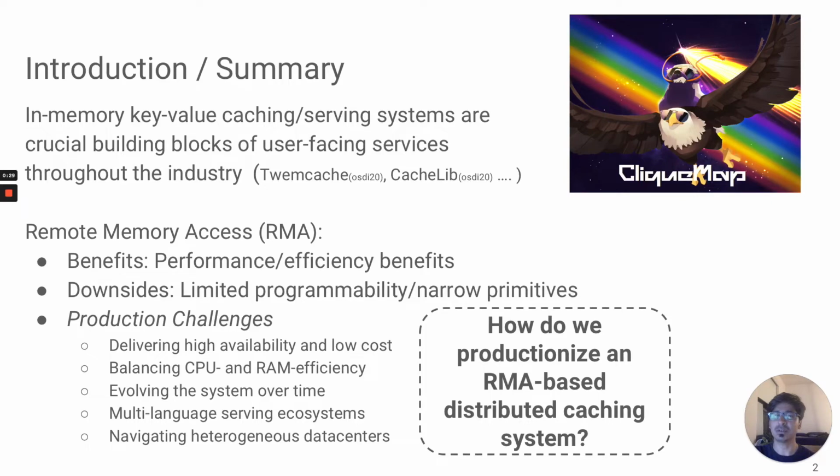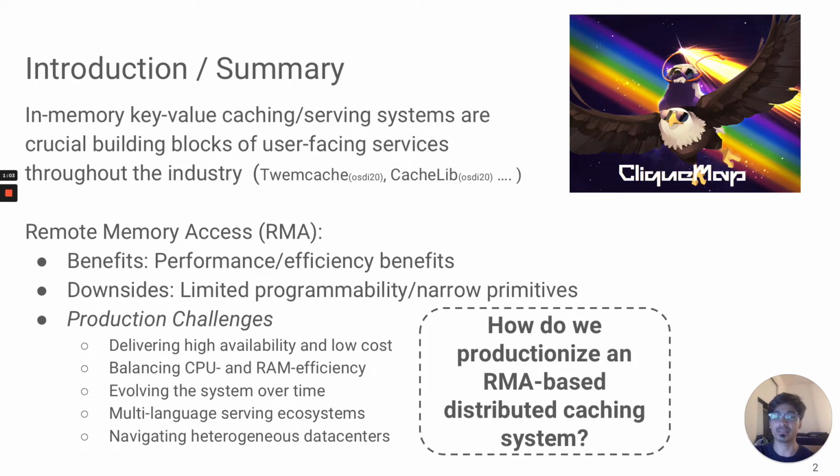To summarize our work in a single slide, in-memory serving and caching systems are critical components in hyperscale data centers. They are used throughout the industry, at Google and elsewhere. In the previous few years, we deployed and evolved a distributed remote memory access and RPC hybrid system in Google's data centers called CliqueMap. In composing RMA and RPC technologies and then putting them into production for a variety of Google services, we encountered and addressed productionization challenges which we summarize here and in the paper.